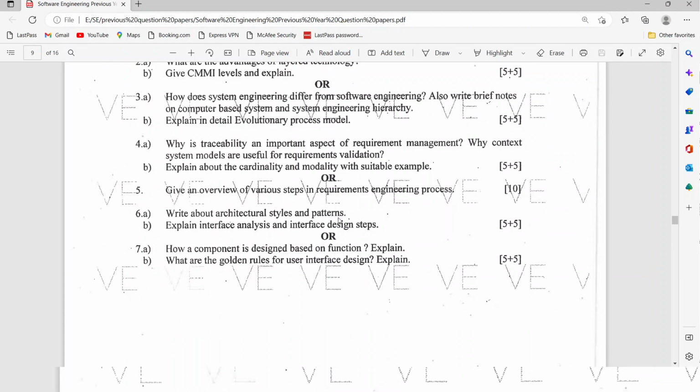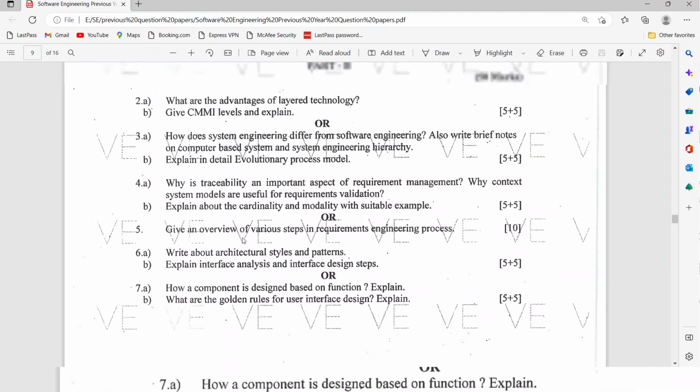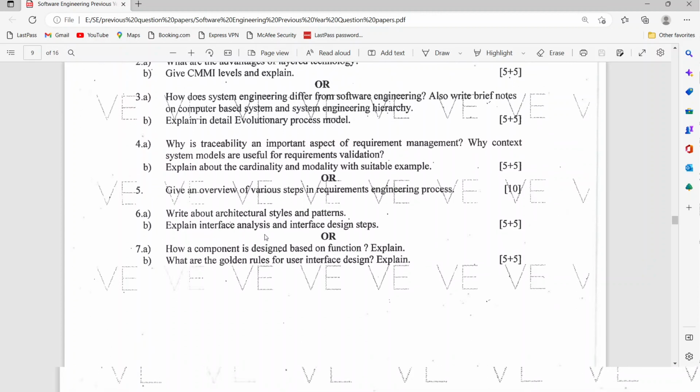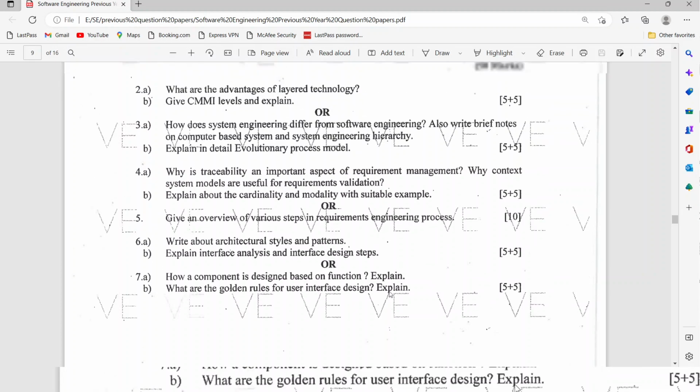Architectural styles and patterns. This is one of the important questions. But for the R18 regulation people, they don't have this interface analysis and the interface design steps. This question is there in the user interface design. So try to find out these questions' answers also and try to attempt these questions also. And golden rules for the user interface design. This is also there in the user interface design only.